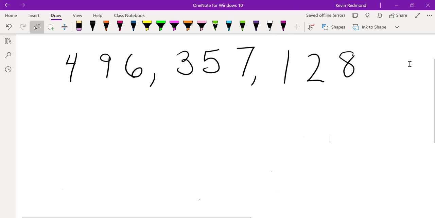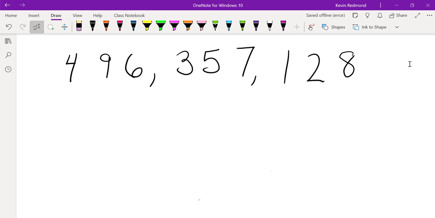Hey all, this little lesson is going to be on place value. Some of you may be familiar with it, some of you maybe not so much. Either way, that's totally okay. When we're talking about place value, what we're talking about is the fact that every single digit in this number has a place value that we can specifically refer to.